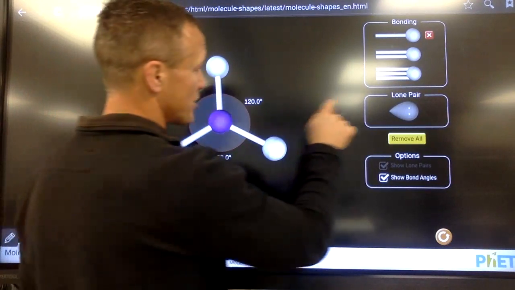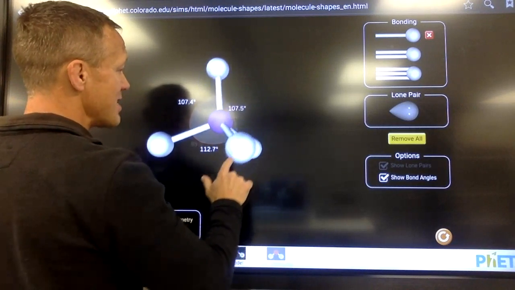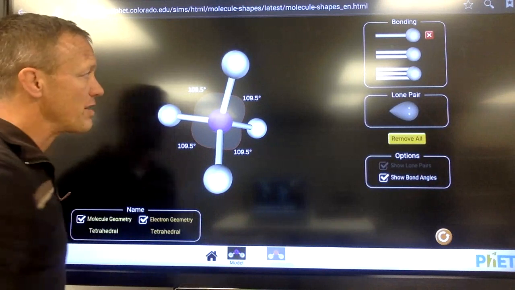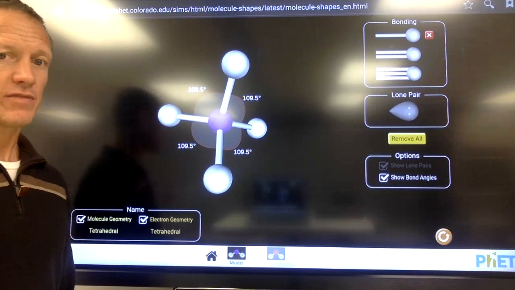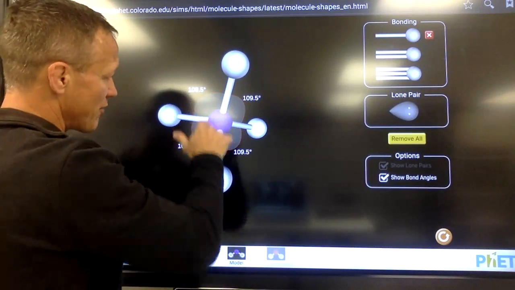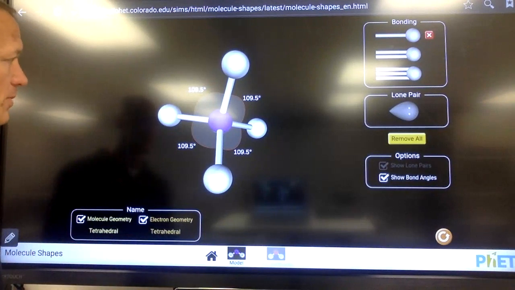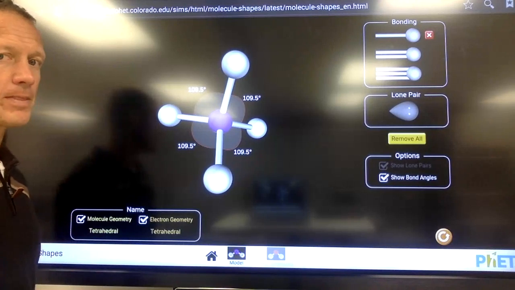Let's say we have 4 things coming off the central element. You might think 90 degrees would be the bond angle, but 3-dimensionally, it's 109.5 degrees. If you draw it on paper, it looks like 90 degrees, but you can get up to 109.5 degrees there. This is called tetrahedral for shape. Again, there are 4 electron pairs around the central element, all bonded in there.